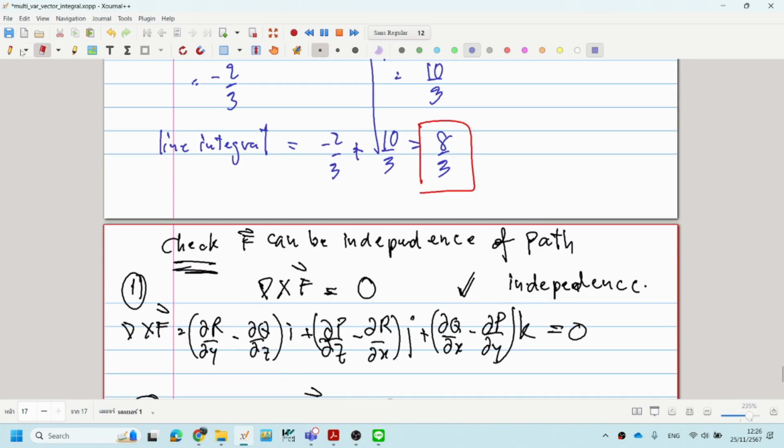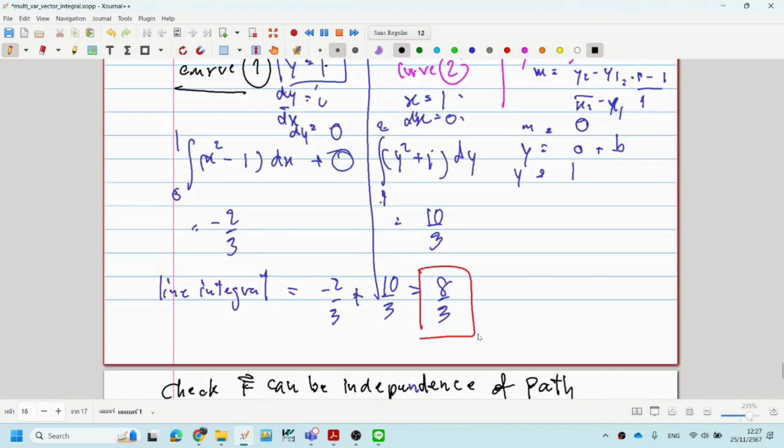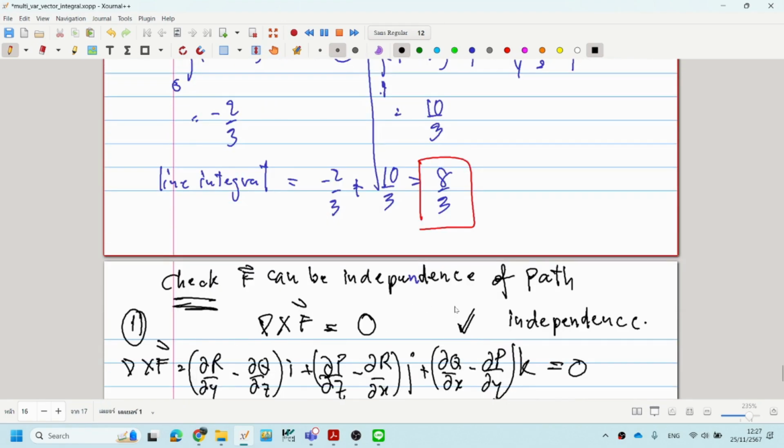Maybe there is some word I forgot, so let me check and correct it. Sorry, I was wrong, it's a typo. I will put in the word independent here. Independent.